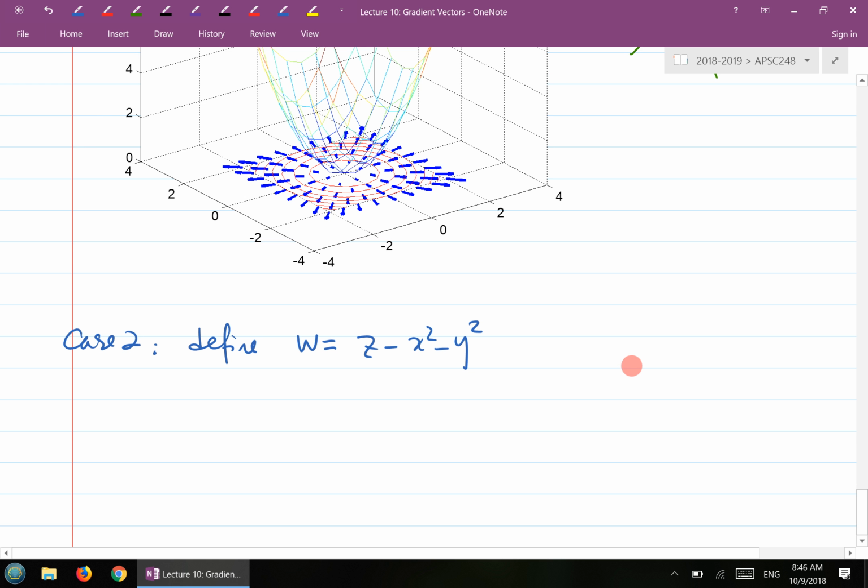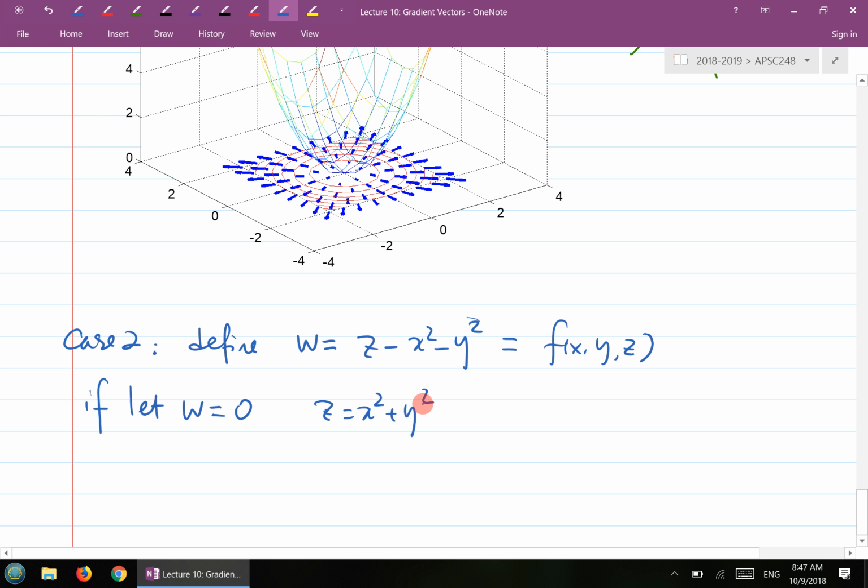So I'm going to define w equal to z minus x squared minus y squared. This absolutely looks different from that z equal to x squared plus y squared now, right? Essentially it's a function of 3 variables now. However, if I let w equal to 0, what do I get? I basically get back z equal to x squared plus y squared. Yeah, as simple as that.